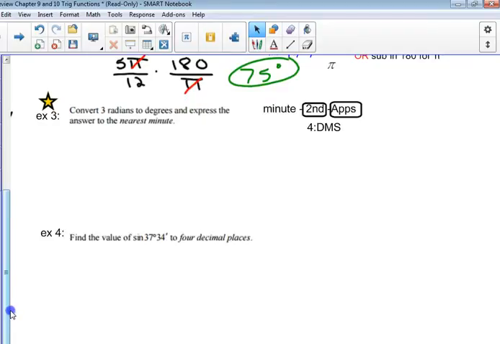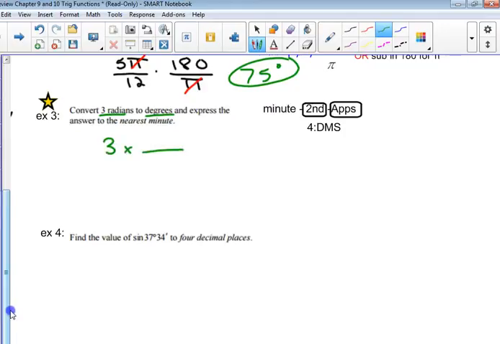Stuff like this is pretty big now. Convert 3 radians to degrees, then express it to the nearest minute. I remember, but I don't know how to do it. Okay, so this is good to go over. The first thing is they want you to convert radians to degrees. So let's go through and do our conversions. We have 3 radians, and if you want to go into degrees, what do we have to multiply by? Good, thanks, Bill. 180 over pi.